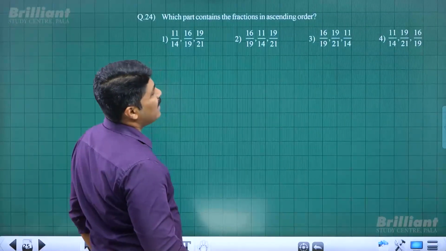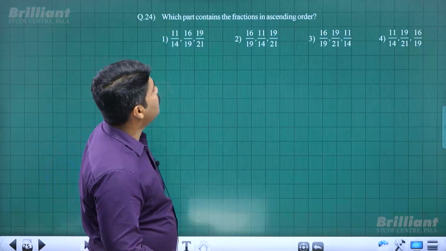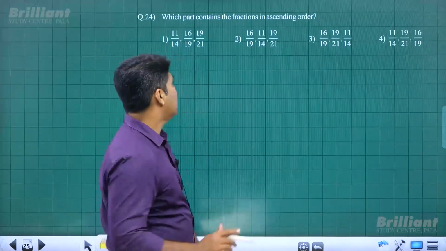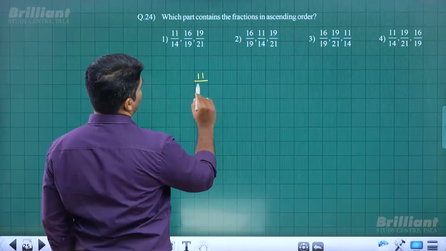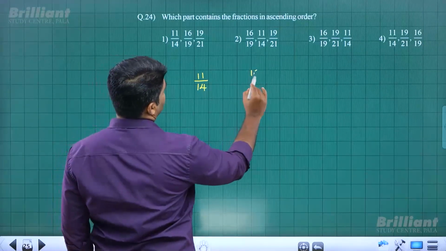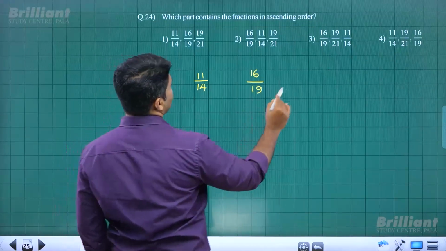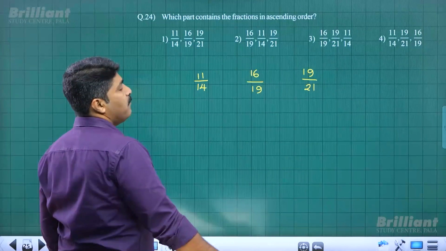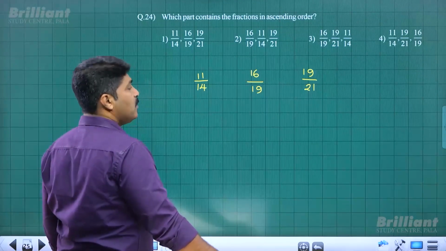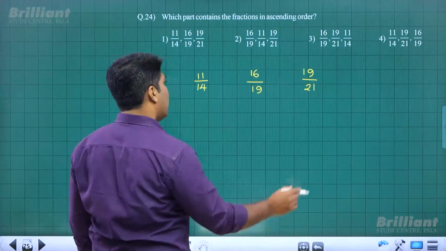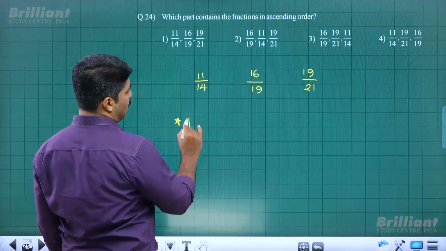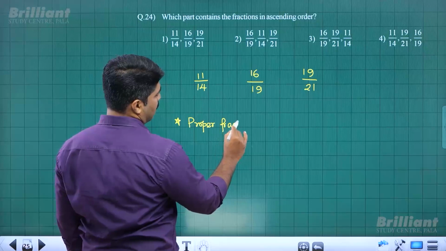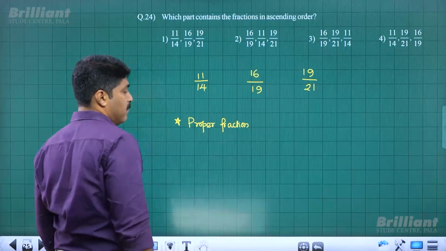So next, a tricky question from the area of fractions. Which option contains the fractions in ascending order? Here we have 3 fractions. So which are the fractions here? 11 by 14, 16 by 19, and 19 by 21. Whenever we encounter such types of fractions, which type of fractions are these? These are proper fractions. Got it? First of all, you have to understand this idea, proper fractions.